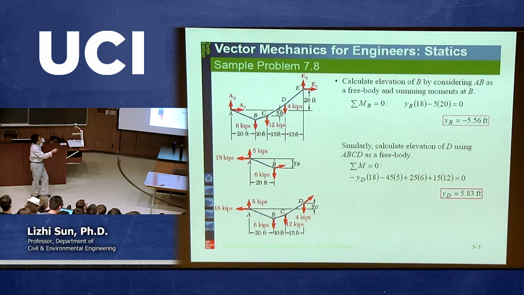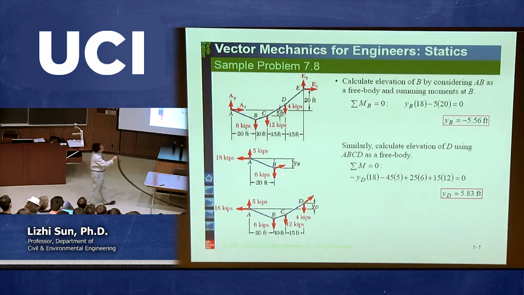Once you cut point B, you look at the left side. You have AX and AY, which were calculated before. At this point you cut here, and you get BY. So how do you calculate BY? Basically, you just take a moment at point B so that you don't need to worry about this cable force. Of course, if you need to calculate cable force, you need to use additional 2 equations. If you only need to calculate the elevation, then take a moment at point B.